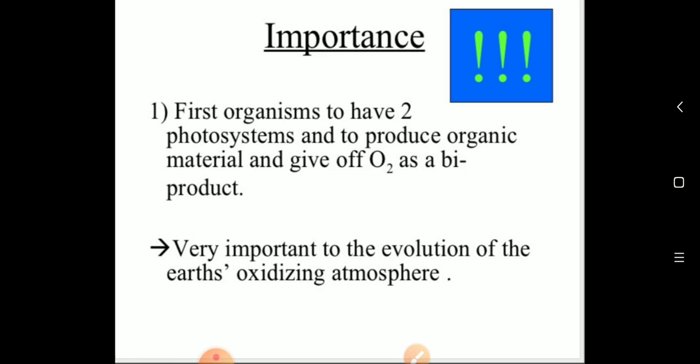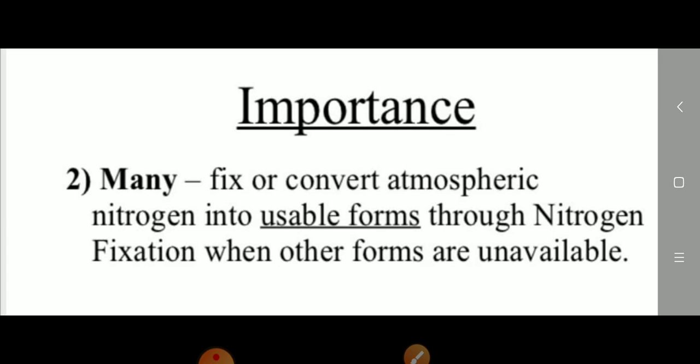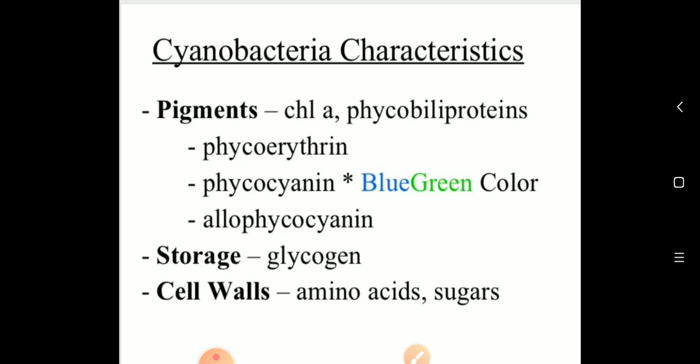oceans. They are the first organisms which are able to produce oxygen. So they provide an oxidizing atmosphere to Earth, which is important for the evolution of other organisms. They also fix atmospheric nitrogen into usable form. Cyanobacteria have several pigments which provide them this blue-green color.